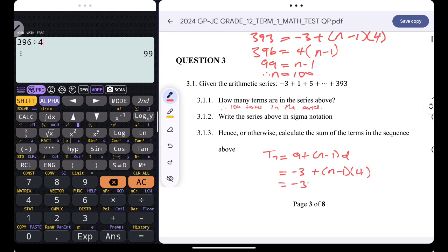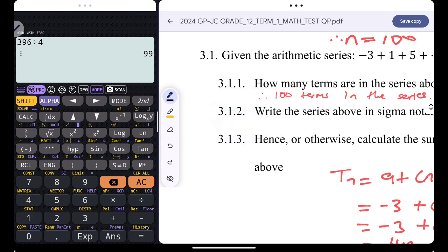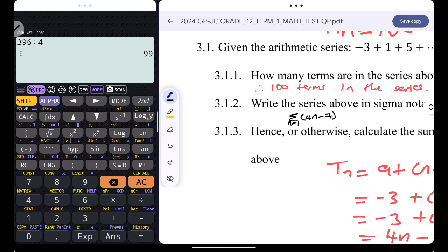I'll simply have negative 3 plus 4n minus 4. This will give me 4n minus 7. So therefore, the nth term, whenever I write this series in sigma notation, I will have in here 4n minus 7, right? Then I can say n is equal to 1 over here, and since I have 100 terms, I'll just put 100 over there.